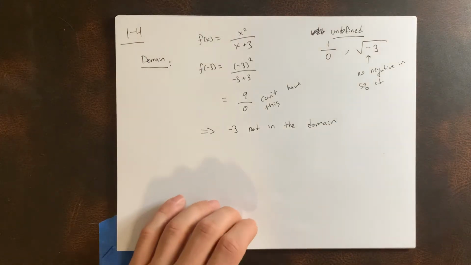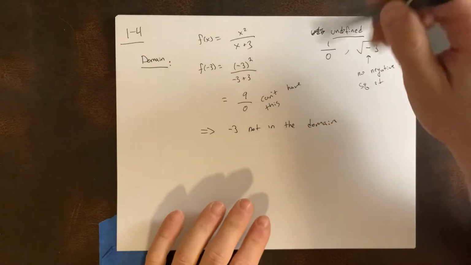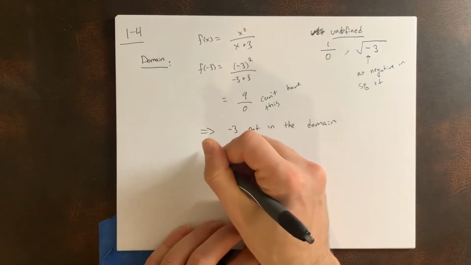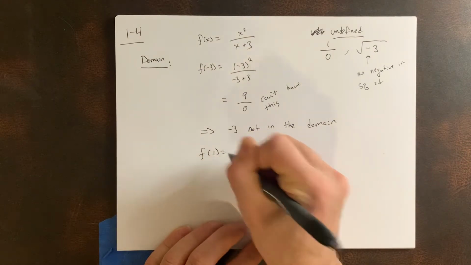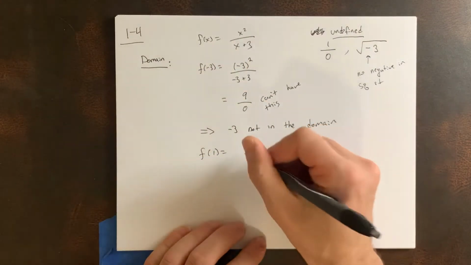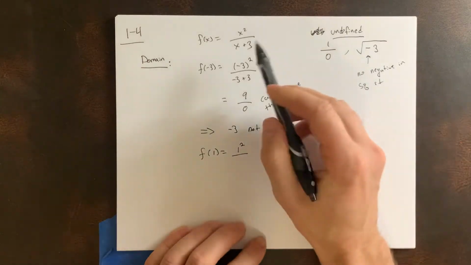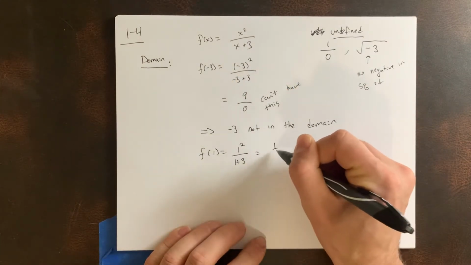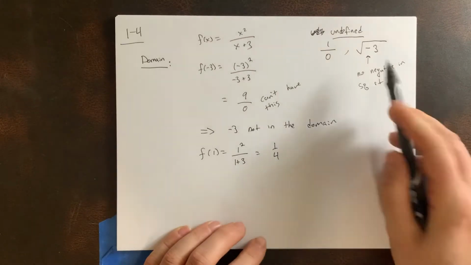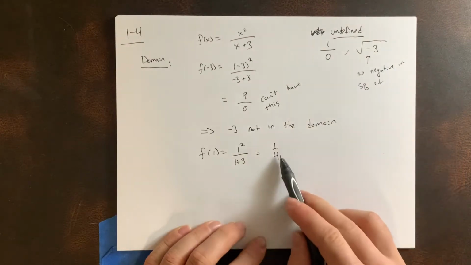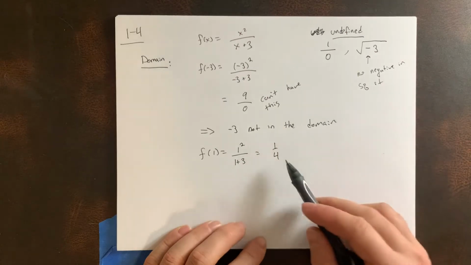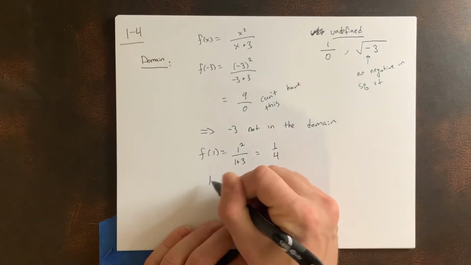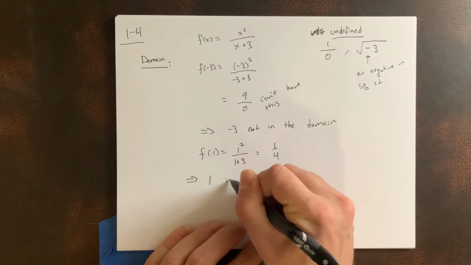Okay, so this is just a little example to show what it means to be in the domain or not to be in the domain. Just to do one more little thing, how about f of 1? If we plug in 1, we're going to get 1 squared divided by 1 plus 3, which is just equal to 1 over 4. And that's okay. There's no 0 on the bottom and there's no square root with a negative on the inside. So 1 is okay. This tells us that 1 is in the domain.